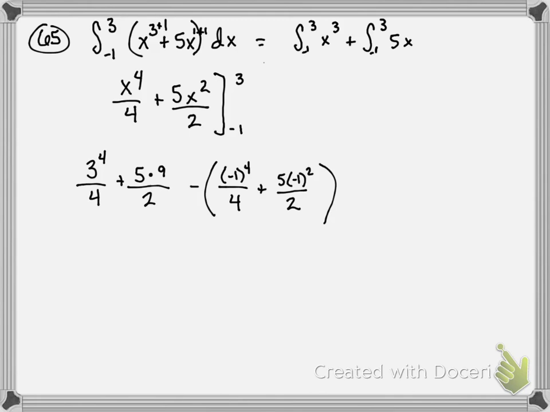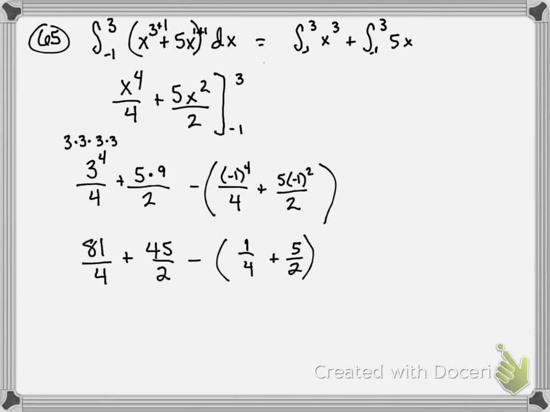All right. 3 to the 4th power, 3 times 3 times 3 times 3. Isn't that like 9 times 9? Well, I mean, think about it. 3 times 3 and another 3 times 3. Okay, you got 81 over 4 plus 45 over 2 minus, you got 1 over 4 plus 5 over 2. Correct?